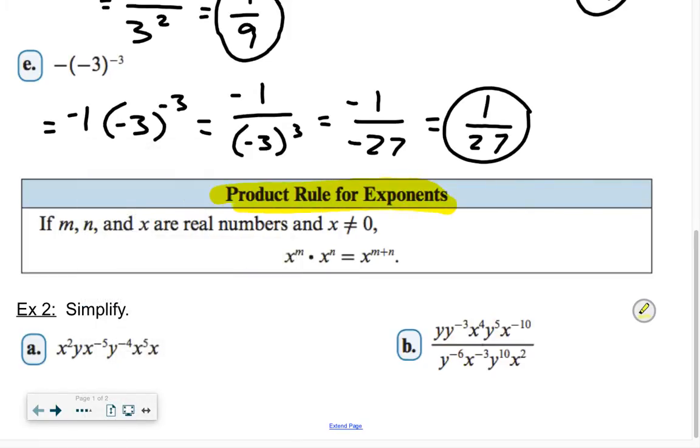Product rule for exponents. Simply put, if we have a common base and we're multiplying, we add the exponents. So m plus n.